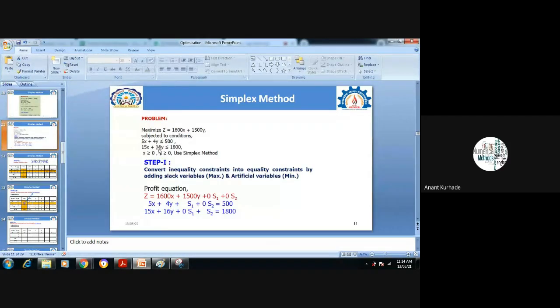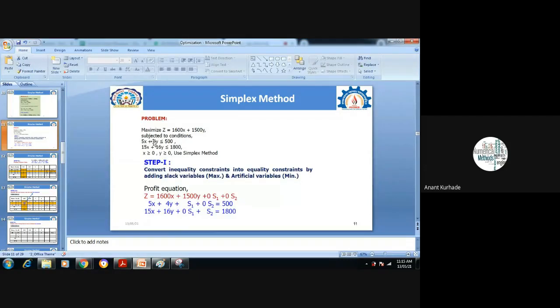Because it is the second constraint equation. This is the first constraint equation, and you have to add these slack variables in the objective function, but it will not affect its original value. For this purpose, use 0 as a coefficient for s1 and s2 in the objective function. So we have to rewrite the problem statement like this.